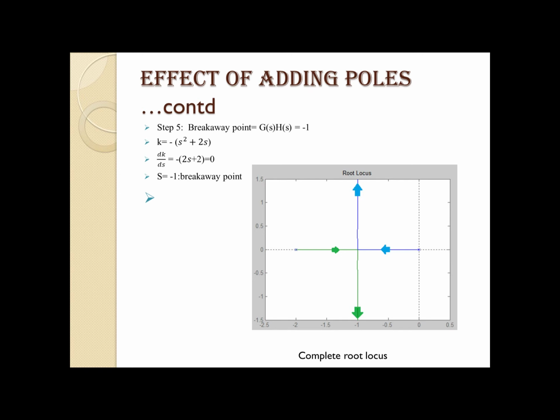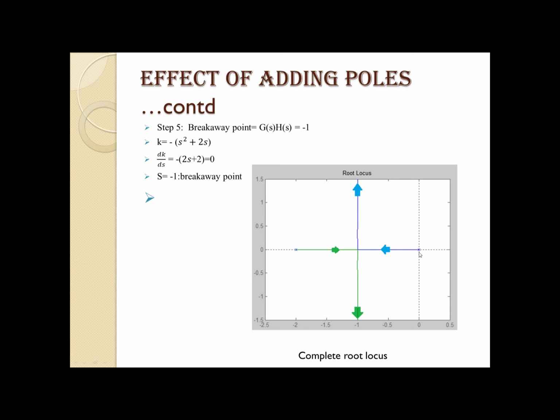And the breakaway point can be calculated from G(s)H(s) equal to minus 1. So we can find out the value of K, and after that we can find out dK/ds, and the solution of dK/ds equal to 0 gives us the breakaway point, and the breakaway point is calculated at minus 1. So this is the complete root locus.